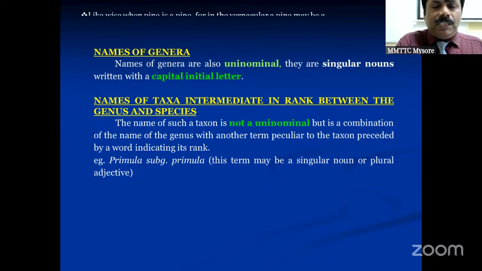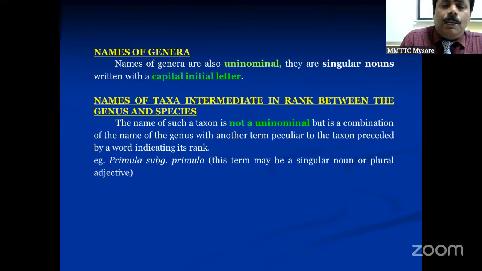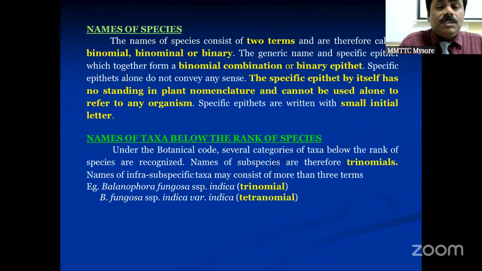Henceforth, my advice as a senior: the name of such a taxon is not a uninomial, but a combination of the name of the genus with another term peculiar to the taxon, preceded by a word indicating its rank, that is Primula, subgenus Primula. This is how we are going to do it. That is a noun. This may be a singular noun or a plural adjective.